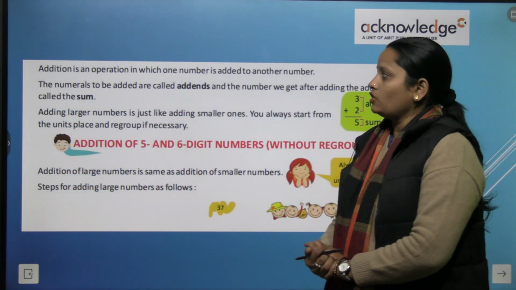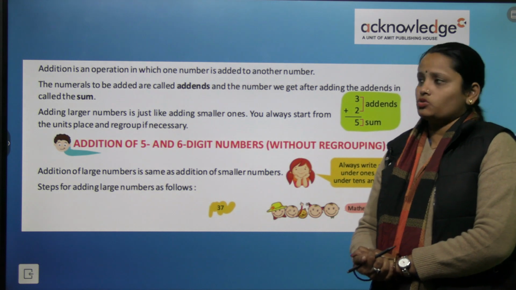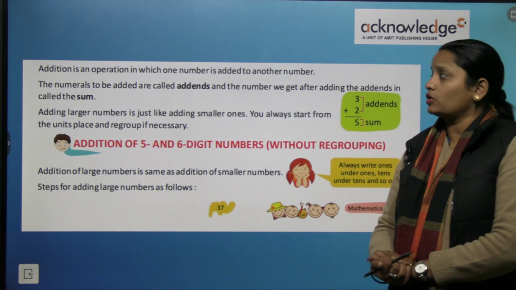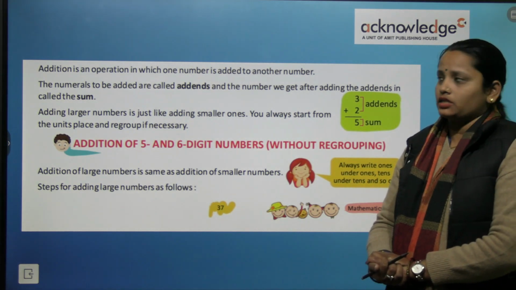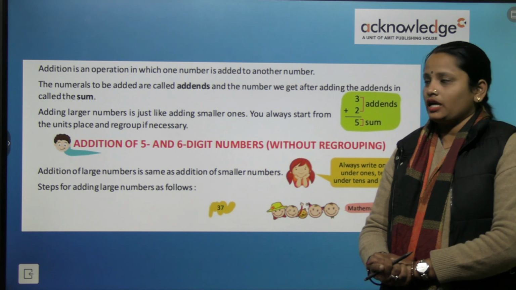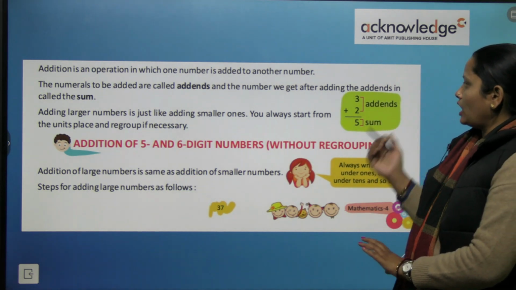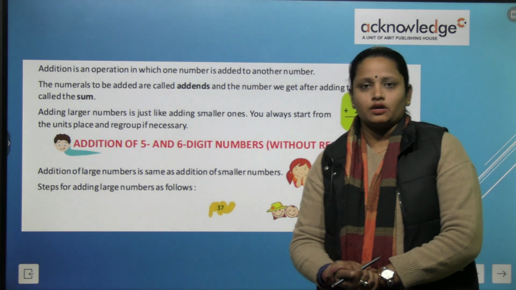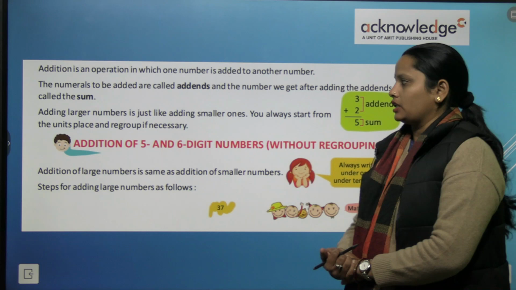Addition is an operation in which one number is added to another number. The numerals to be added are called addends. And the number we get after adding the addends is called the sum.